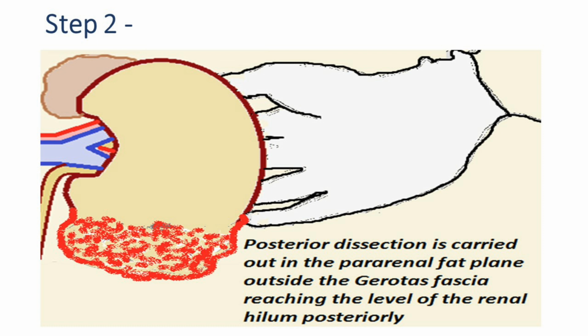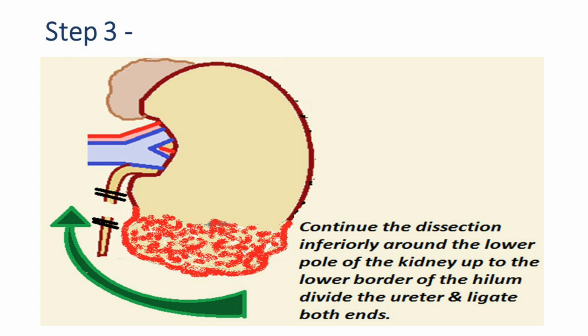The kidney is mobilized posteriorly through the pararenal fat up to the level of the posterior part of the hilar structures. This makes the surgery easier since the kidney becomes mobile. We then continue the dissection inferiorly around the lower pole of the kidney up to the lower border of the hilum and divide the ureter and ligate both ends.